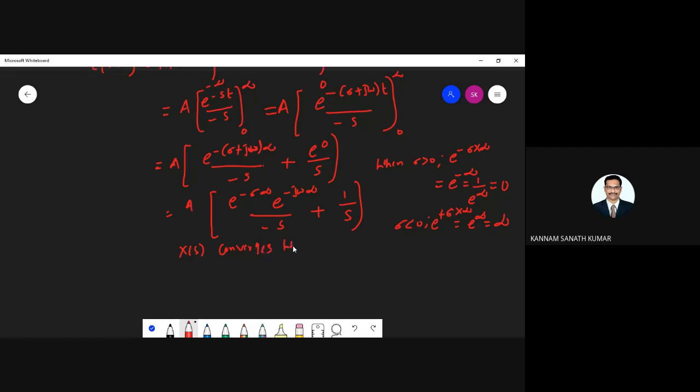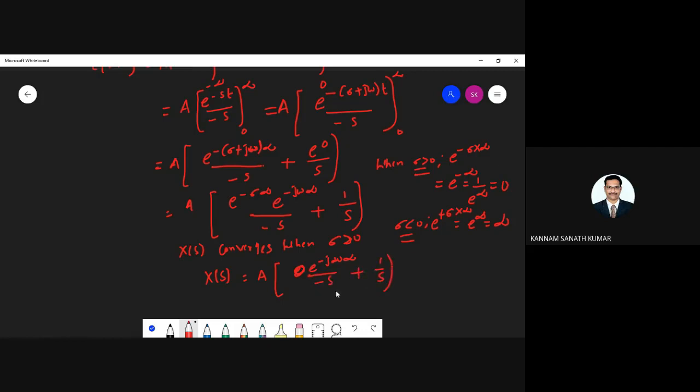Converges when, so you have seen the two cases when sigma is greater than 0 and sigma is less than 0. So for positive values of sigma, the given signal is convergent. If you take the positive values, you will get X of s equal to A into e power minus infinity, so this becomes 0 now. This is e power infinity into e power minus j omega infinity, by minus s plus 1 by s.